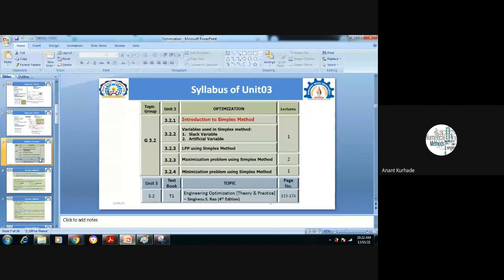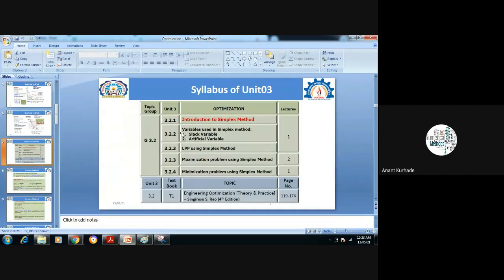Now see, in the simplex method. Okay, the simplex method is another type of method to solve the constraint optimization problem. One, we have already studied: the graphical method. Now this one is the analytical method, or we can say the simplex method. So here, see, in 3.2.2 I have written the variables used in the simplex method.